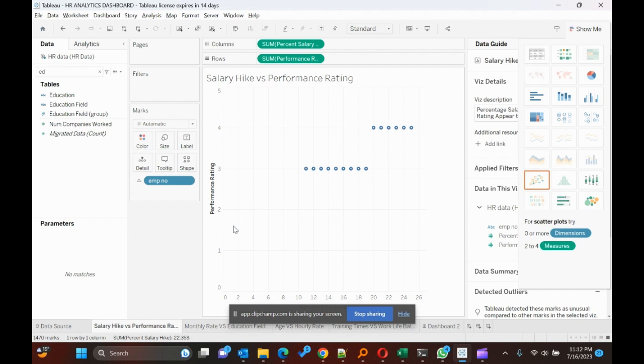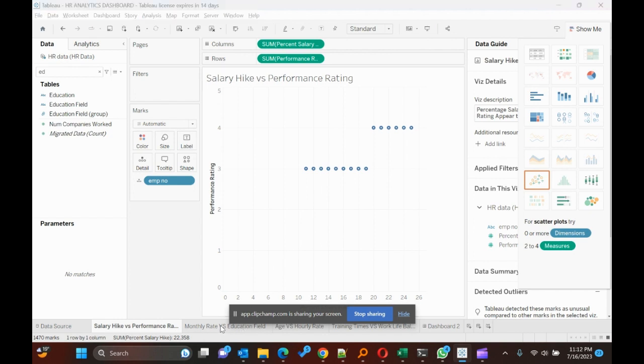Now, when we look at this visualization, it shows that people who were rated with a rating of 4 had a higher percent salary hikes. Their salaries were increased more as compared to the people whose rating was 3. So it means that the higher the performance, the higher the percentage in salary hikes.